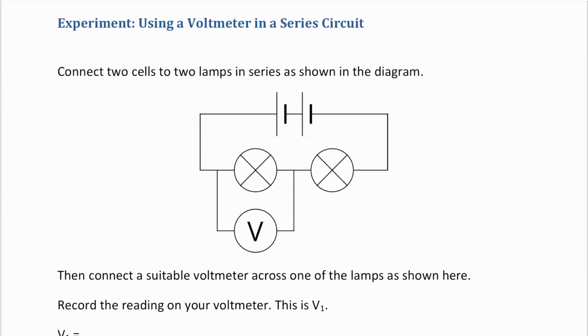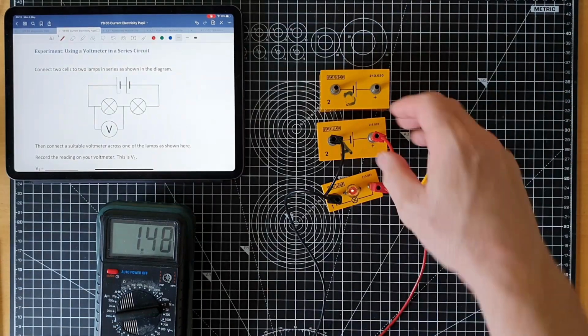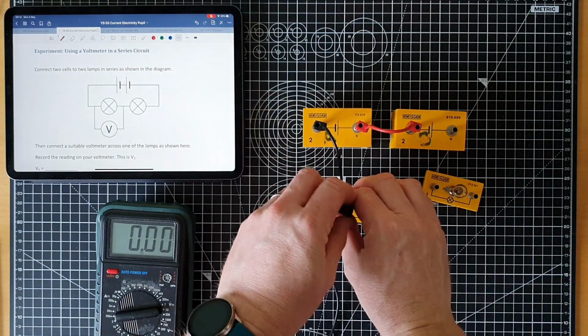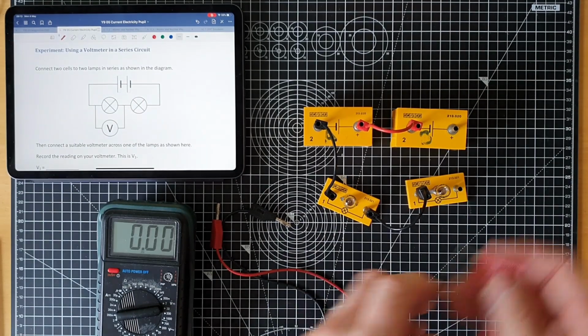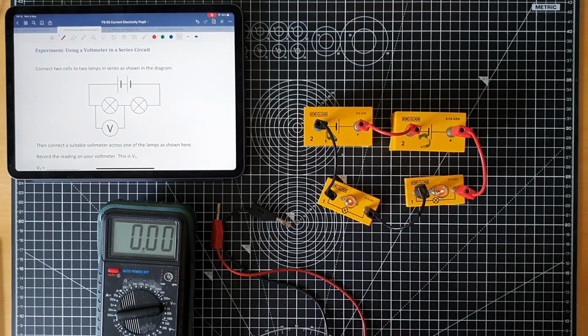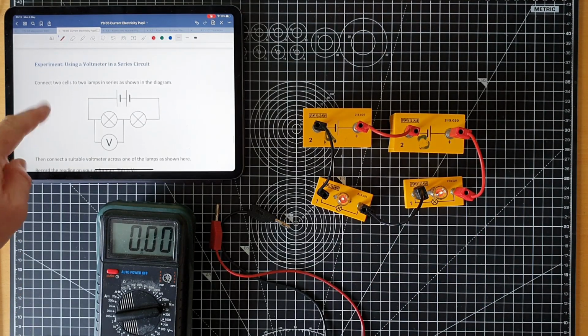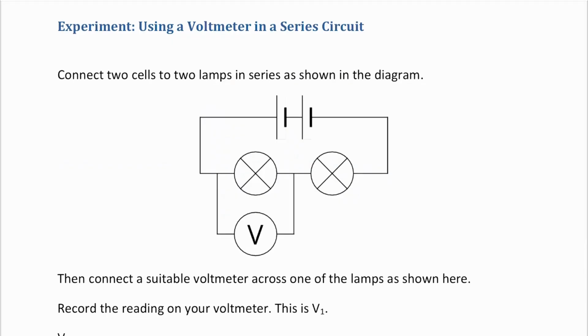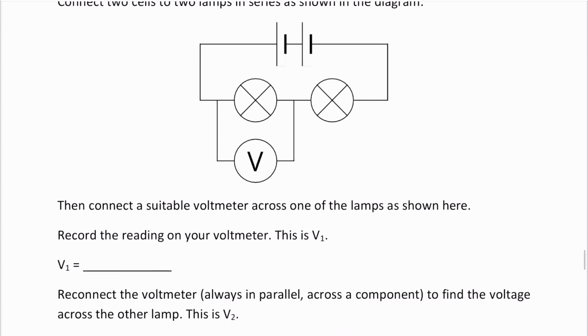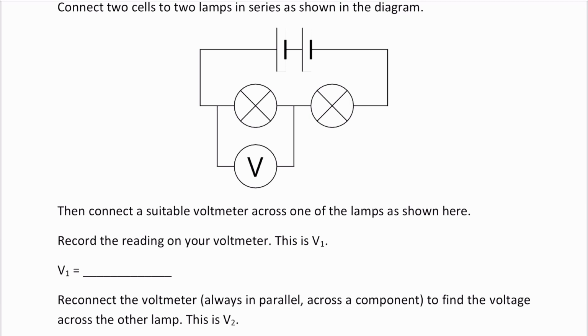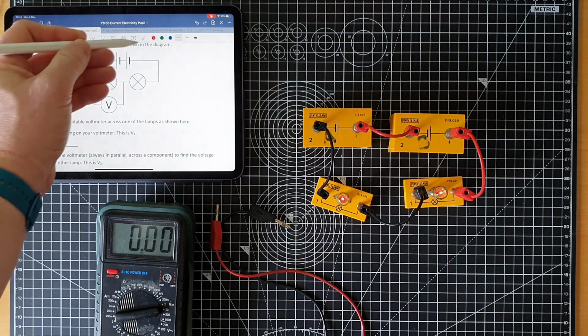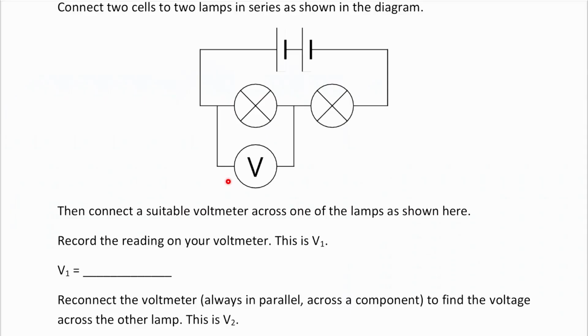Let's see what happens if we've got a circuit with several things in it. So now I've got a very simple circuit with 2 cells and 2 bulbs. And this is the circuit on page 27 in your notes. So connect 2 cells to 2 lamps in series as shown in the diagram. Then connect a suitable voltmeter across one of the lamps as shown here. So we can see that our voltmeter needs to be connected in parallel to the lamp. We say we measured the voltage across a lamp.